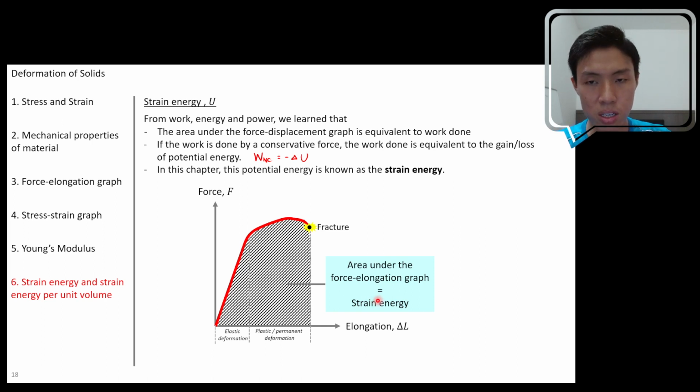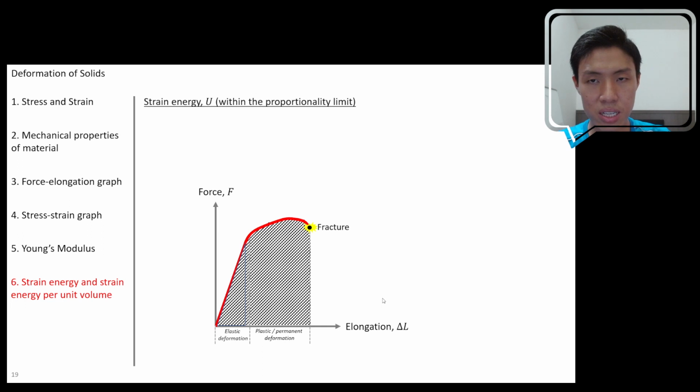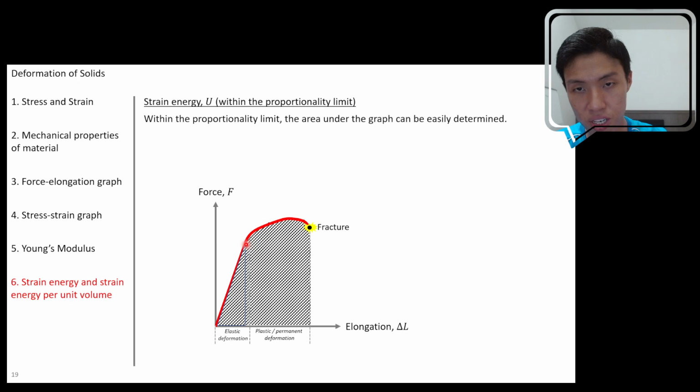Okay, so in our syllabus, if we restrict our analysis to anything that happens below the proportionality limit, so this is the proportionality limit, if you restrict yourself to look at the area below the proportionality limit, then basically the area is just a triangle. So if it's a triangle, then now this area can be easily determined.